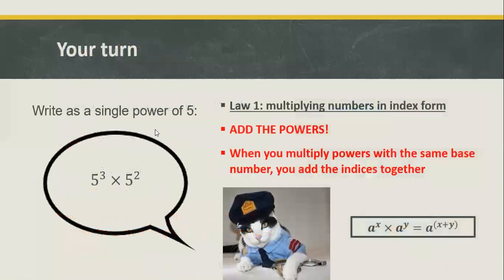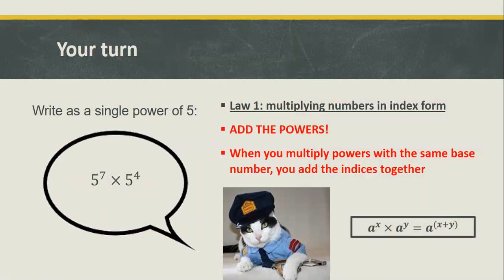It is your turn now to practice. Write as a single power of 5. So here you have 5 raised to the power of 3 and 5 raised to the power of 2. Remember that you are going to add the powers, as I have said. What did you get? If your answer is 5 raised to the power of 5, good job, excellent. So you get it now. You are not going to be arrested by the staring officer.